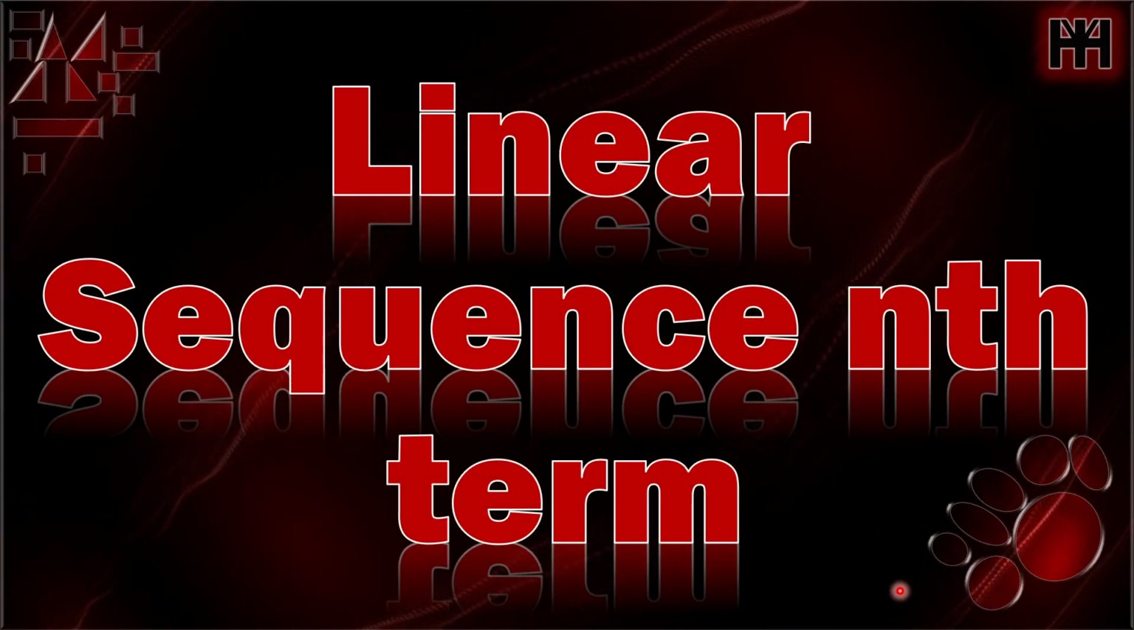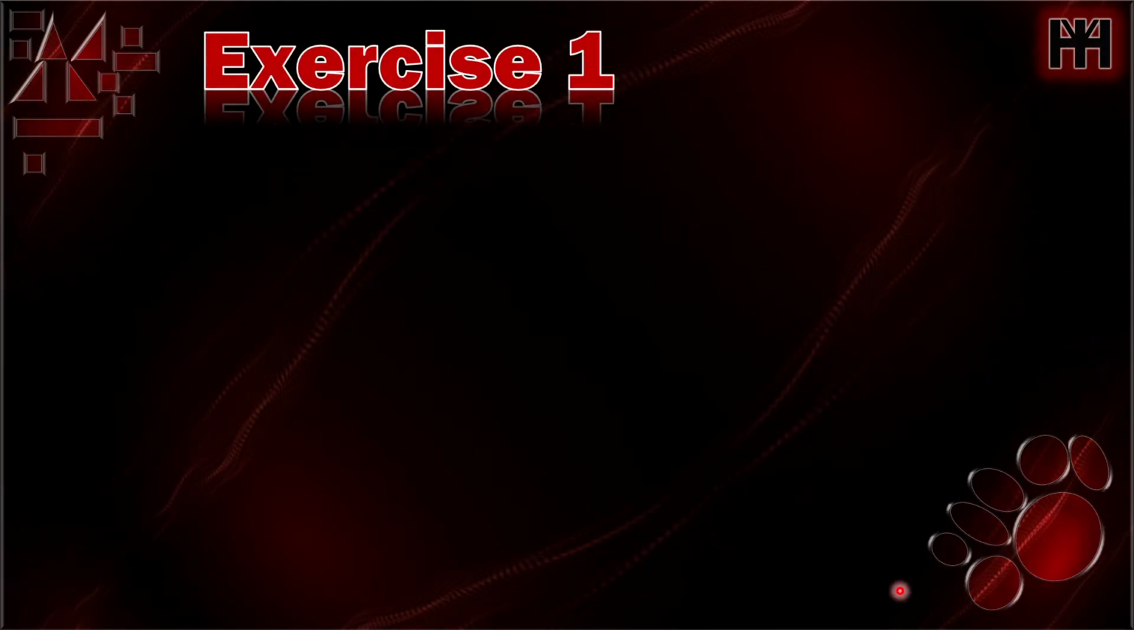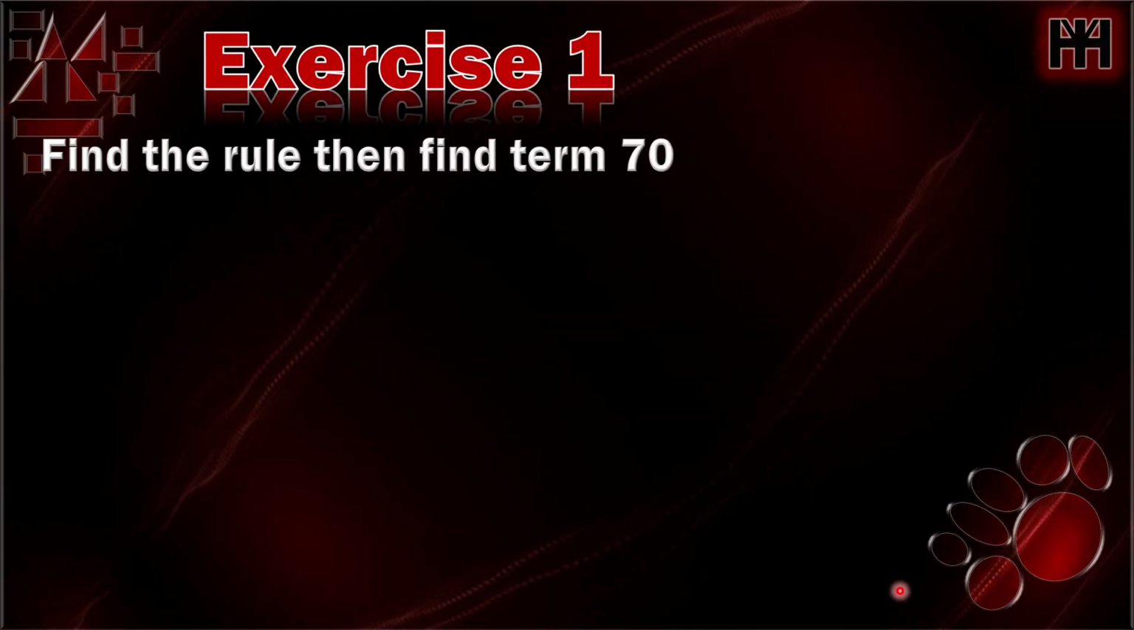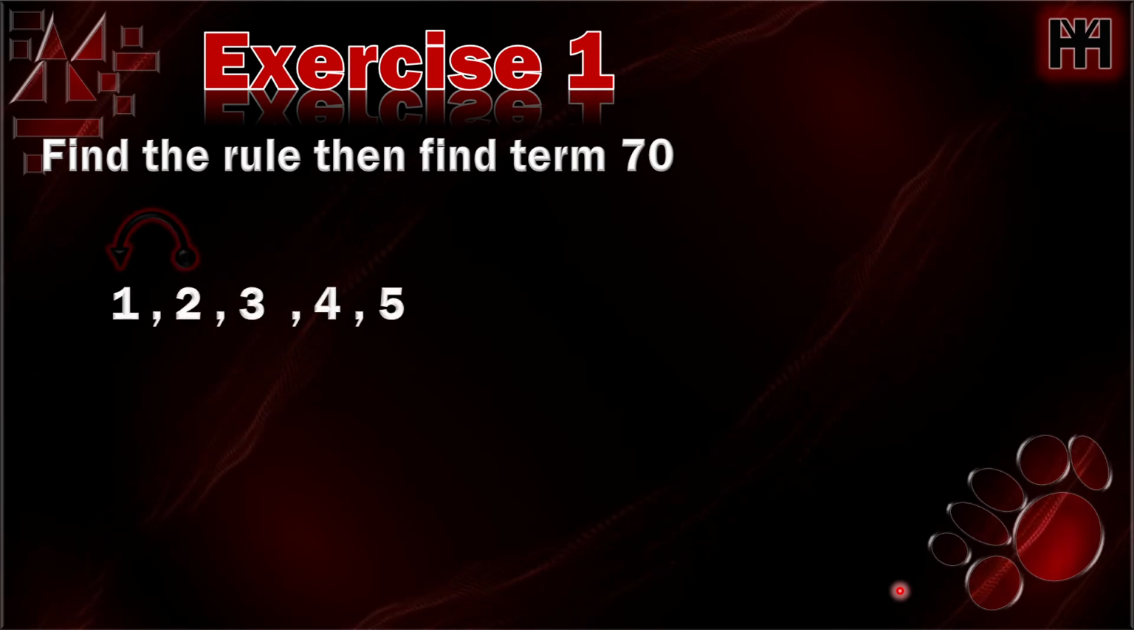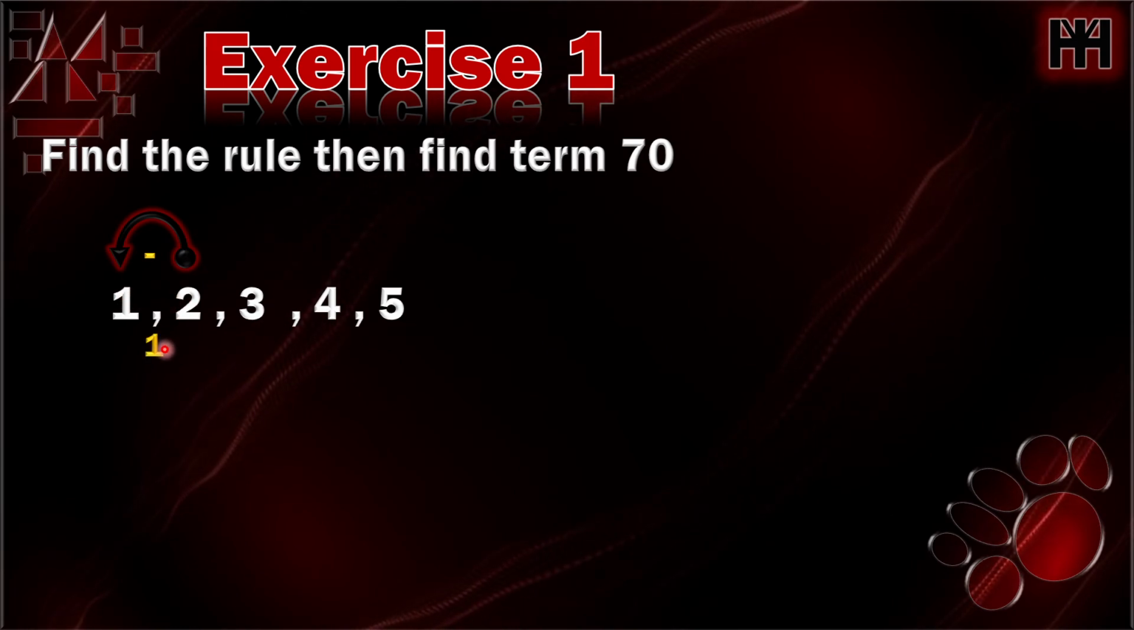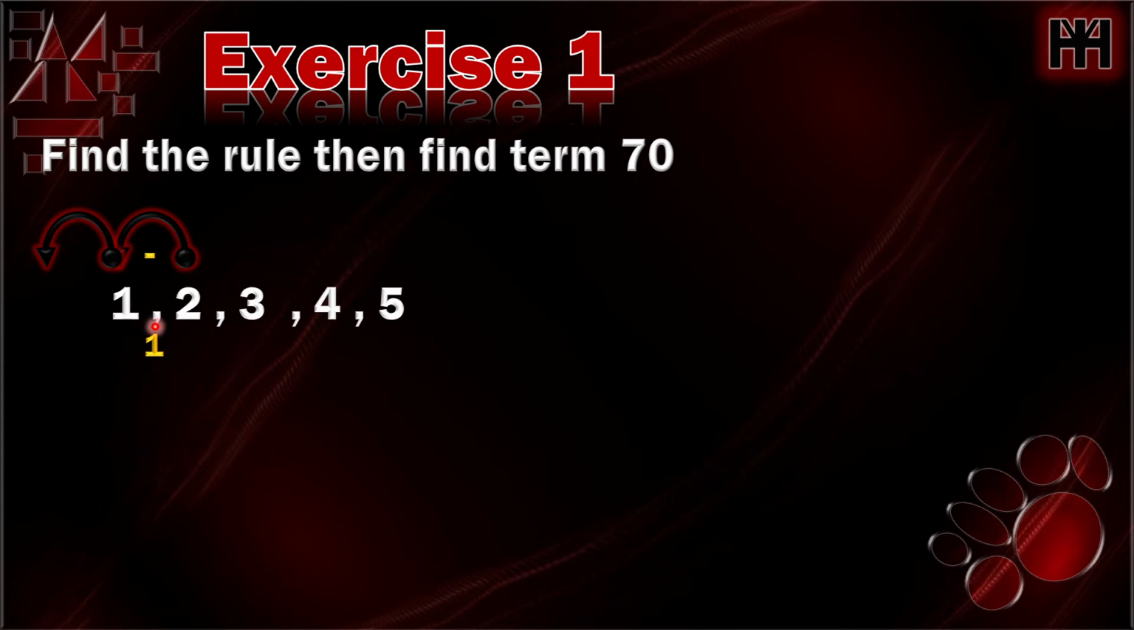Linear sequence, nth term. Exercise 1. Find the rule, then find term 70. Okay, in order to find the rule, first we will subtract the first number from the second number. So we'll have 2 minus 1. The result will be 1. Then we'll subtract the first number from this number. So we have 1 minus 1, so it will be 0.